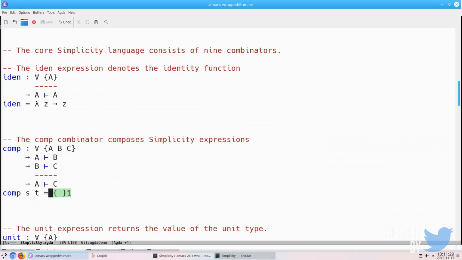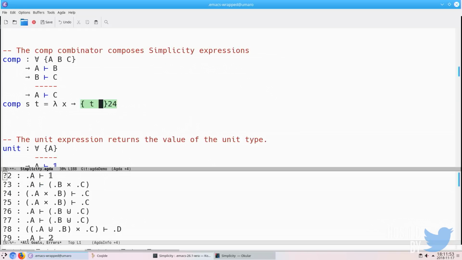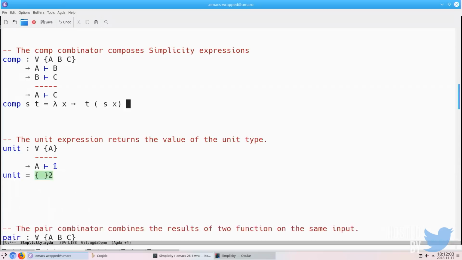OK. The next one is the composition combinator. So if we have a Simplicity expression S of type A to B, and a Simplicity expression from B to C, then we can make a combinator that combines those two into a function from A to C. And that's just the composition operation. I don't know why it says no solution found, so we'll do it by hand, like so. So that's the semantics of the composition operation, fairly straightforward.